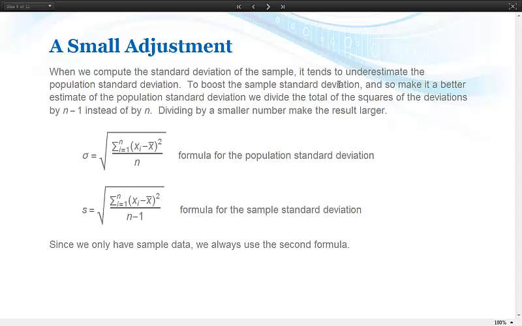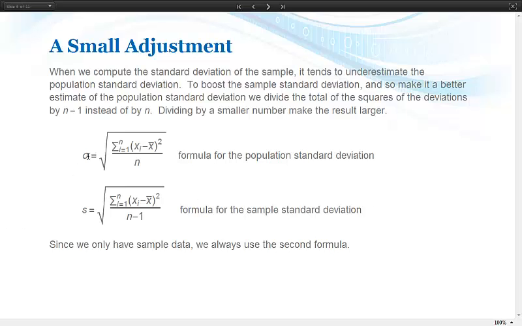So to boost the standard deviation, to make it a better estimate of the population standard deviation, we divide not by n, but by a slightly smaller number. When we divide by a smaller number, we get a bigger answer. So for example, if the sample size is 25, instead of dividing the total of the squares of the deviations by 25, we divide by 24, making the answer slightly bigger. If the number of values is 9, then instead of dividing by 9 in the calculation, I divide by 8, getting a bigger answer. So this is the formula for the sample standard deviation. This is the one we'll use.